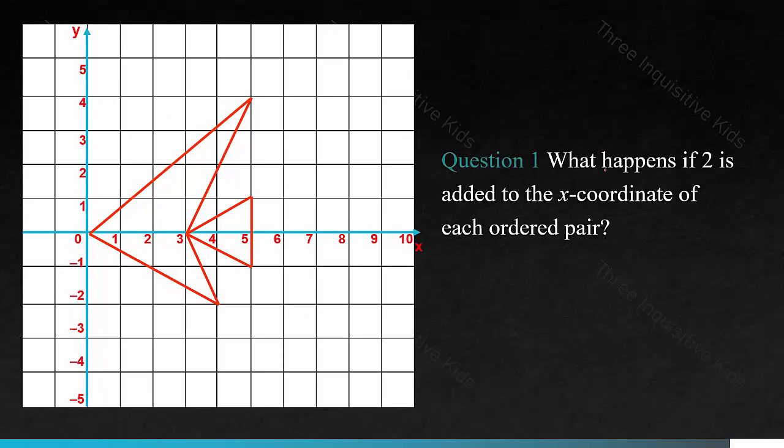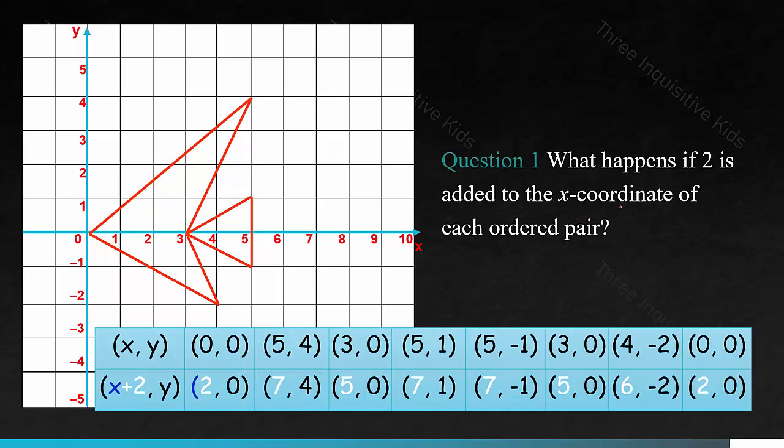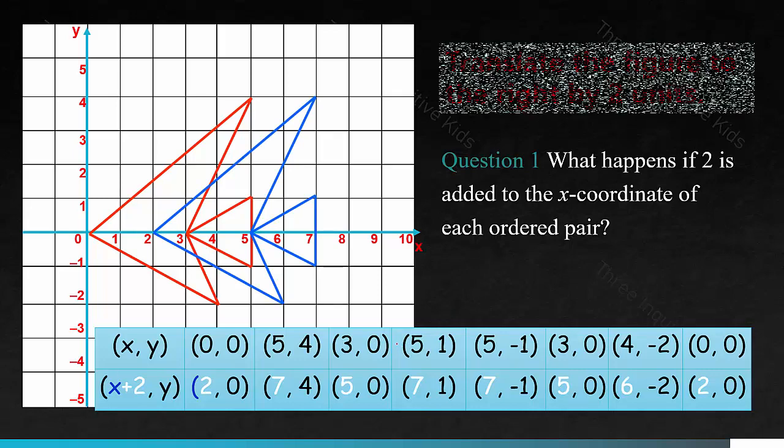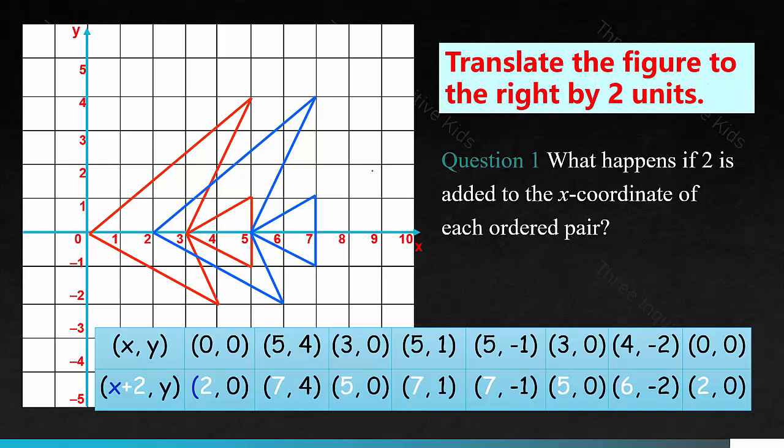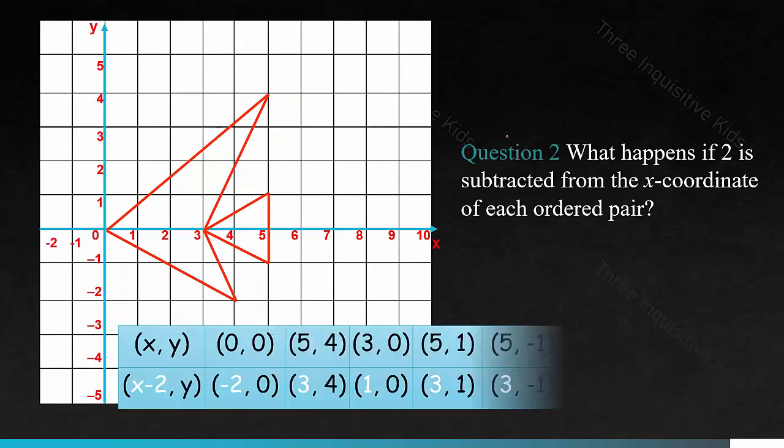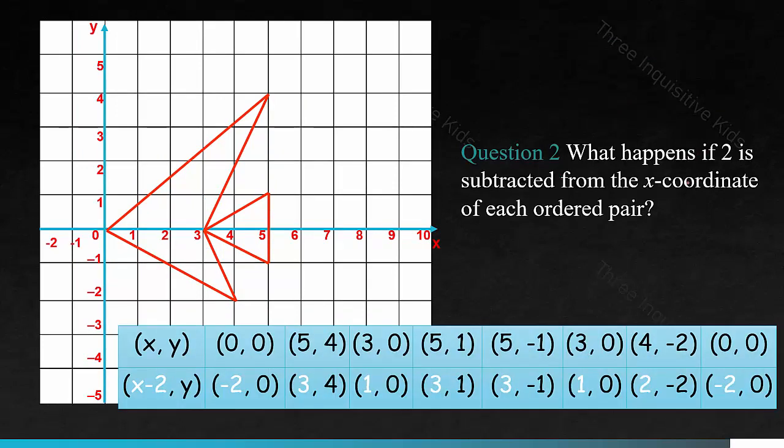Number 1. What happens if 2 is added to the x-coordinate of each ordered pair? Well, when you add 2 to the x-coordinate of each of the points, we're actually moving this entire figure to the right by 2 units. So this figure ends up translated to the right. When you subtract 2 from the x-coordinate of each ordered pair, you're moving it to the left to get this figure.